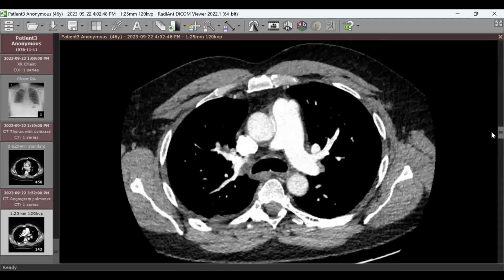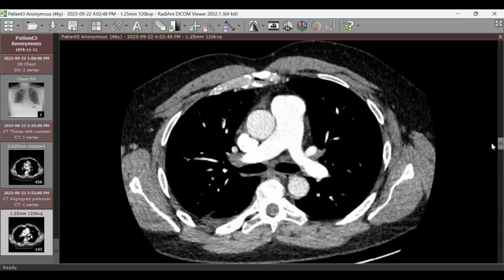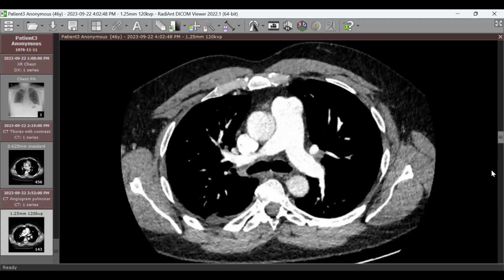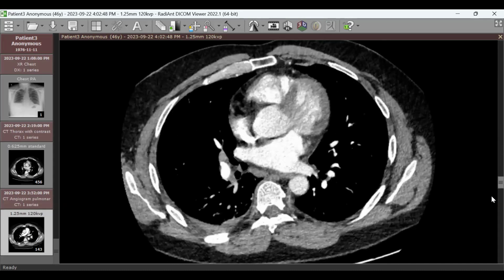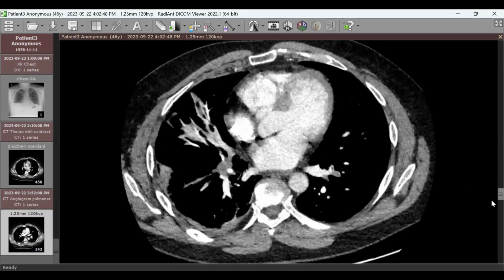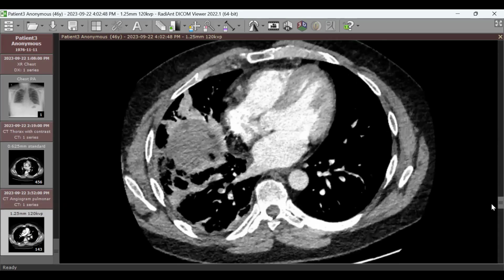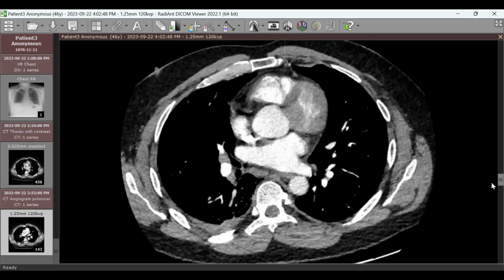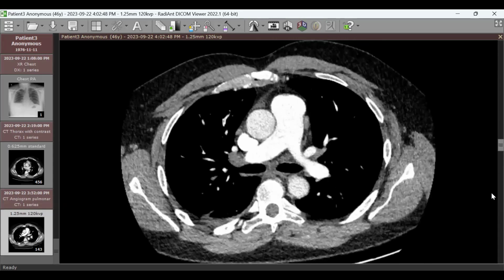Okay, this is the CTPA for the same patient, done later in the day after my report. Just wanted to confirm that we have pulmonary embolism with infarct. And it's clear, right? Excellent. So it's obvious now.